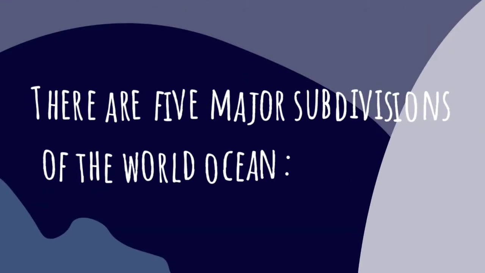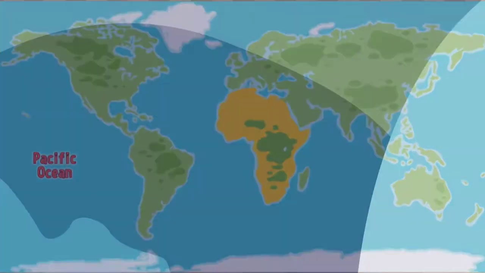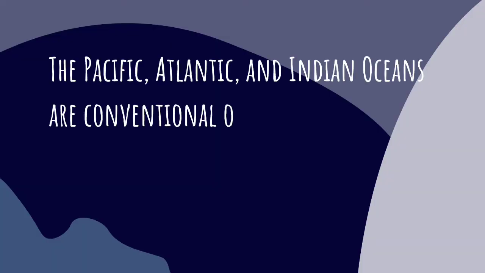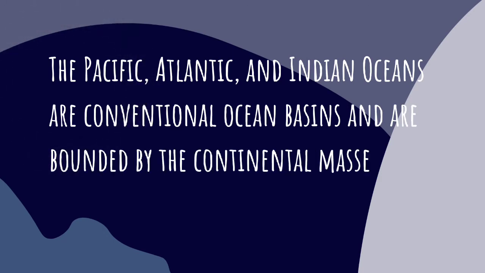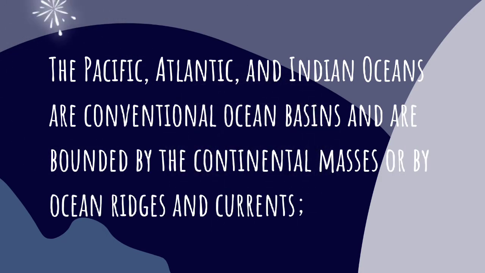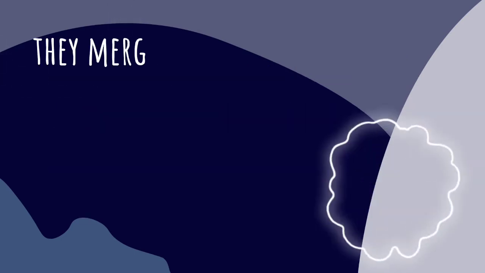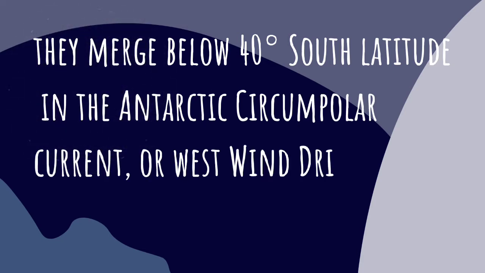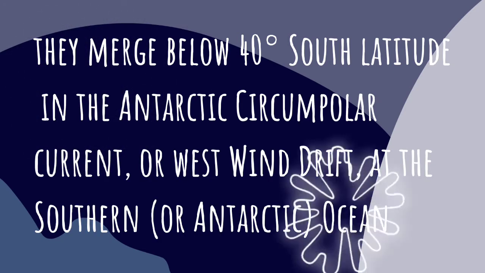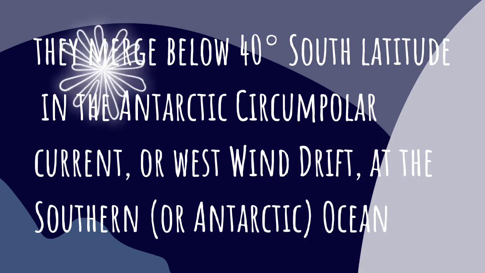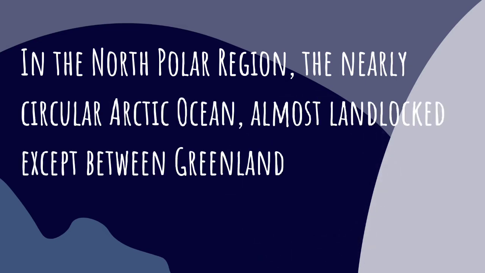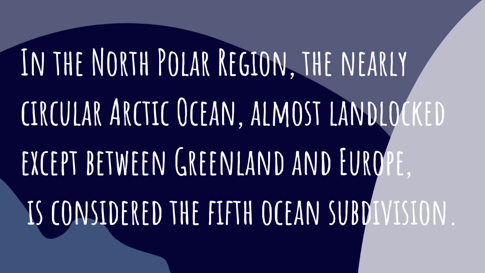There are 5 major subdivisions of the world ocean: the Pacific Ocean, Atlantic Ocean, Indian Ocean, Southern Ocean, and Arctic Ocean. The Pacific, Atlantic, and Indian Ocean are conventional ocean basins and are bounded by the continental masses or by ocean ridges and currents. They merge below 40 degrees south latitude in the Antarctic Circumpolar Current, or West Wind Drift, at the Southern or Antarctic Ocean. In the North Polar region, the nearly circular Arctic Ocean, almost landlocked except between Greenland and Europe, is considered the fifth ocean subdivision.